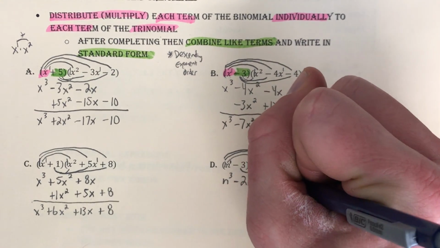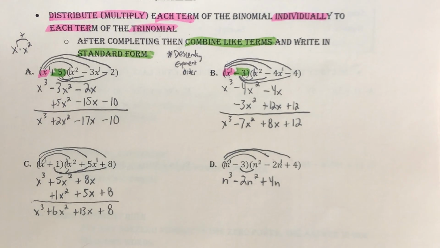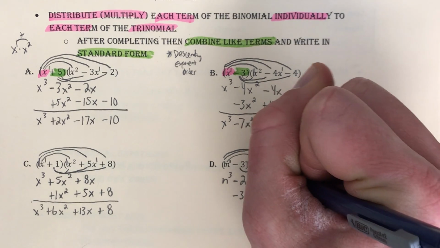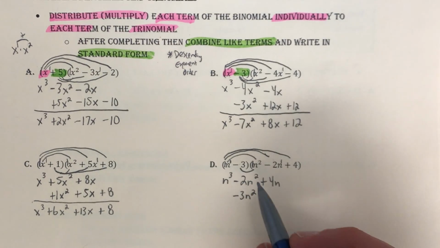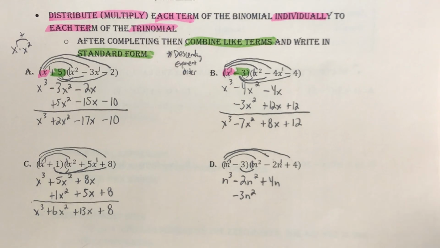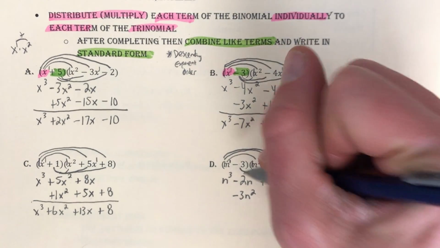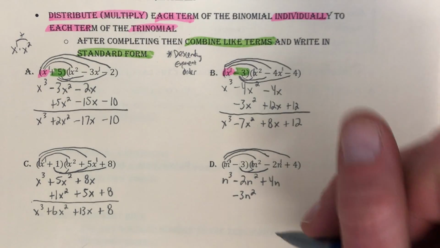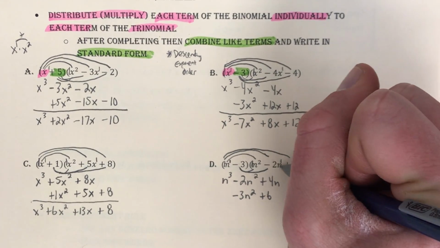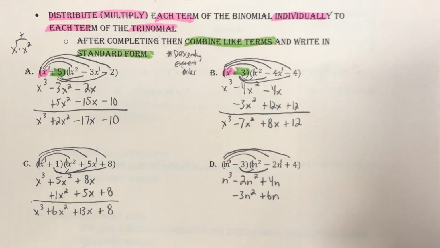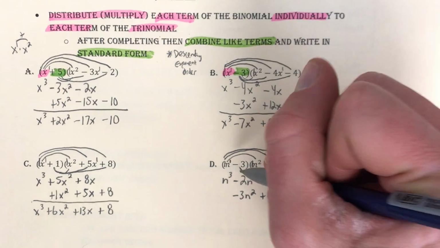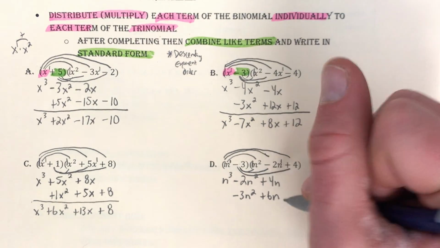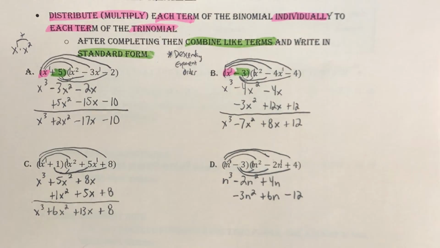So negative 3 times n squared. Well, negative 3 times n squared is just negative 3n squared, because negative 3 times 1 is negative 3, and n squared are the only n's, so bring them down. Again, like terms are lining up. Then I've got negative 3 times negative 2n. Well, negative 3 times negative 2 is positive 6. Again, this n is the only one involved, so bring it down. And then last one, negative 3 times positive 4. Well, negative 3 times positive 4 is negative 12.